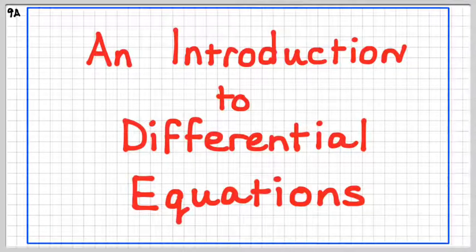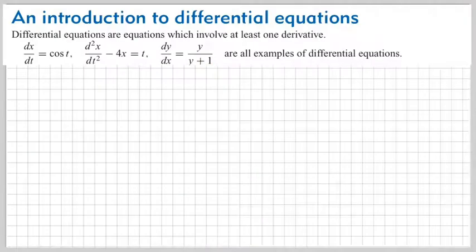A differential equation is something which has a derivative in it, okay? So there you go. A differential equation is an equation which involves at least one derivative. And in order to solve the differential equation, you have to anti-derive, right? So there's dx/dt equals cos t. That is a differential equation. It's called a first-order differential equation because it's a first derivative of x with respect to t.